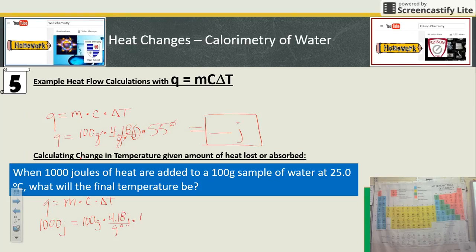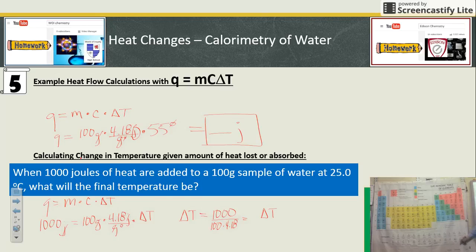And then we have our delta T. This is the variable that we're trying to solve for this time. So we're finding out how much the temperature of the water changed by. And when we solve for this problem, the grams and the joules drop out. Then we get delta T equals 1,000 divided by 100 times 4.18. And this is going to be equal to your change in temperature.